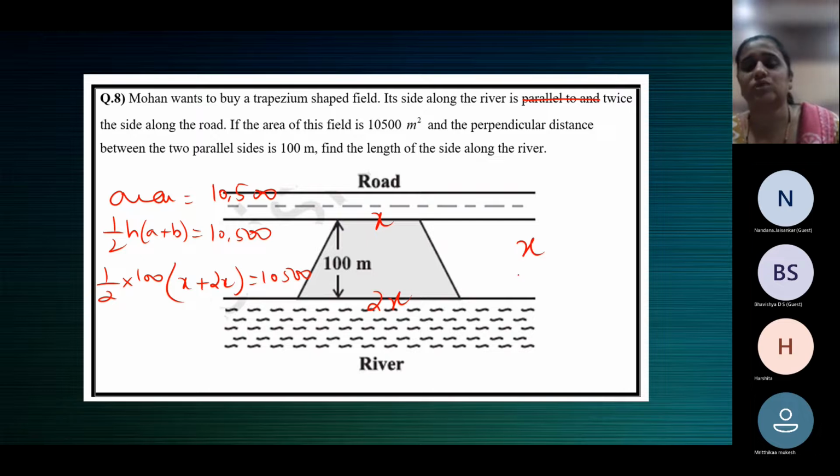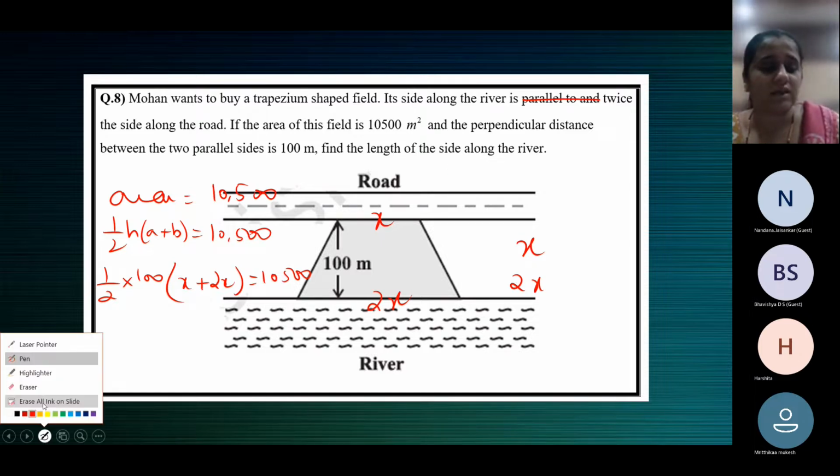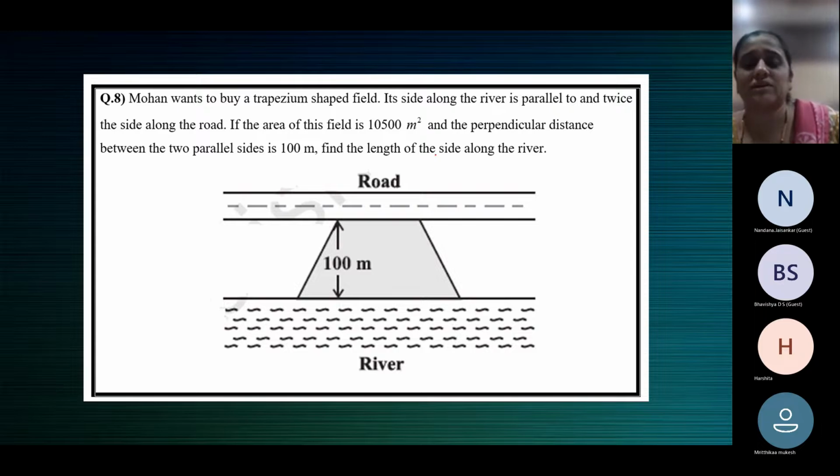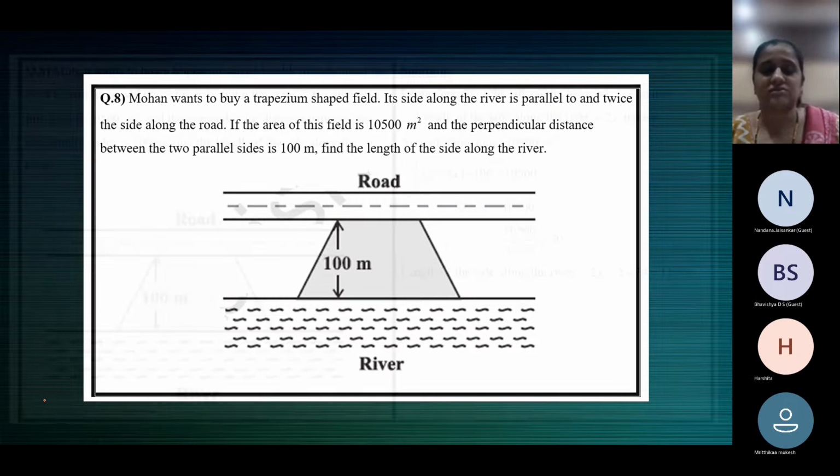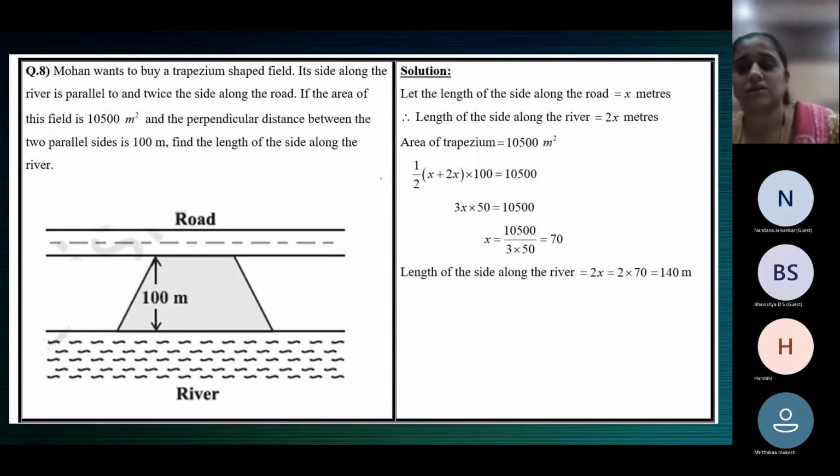When we get the value of x, you can find 2x. They will be the lengths along the road side and the river side. But here you are asked to find only the length of the side along the river. That is 2x. You have to find 2x. See the answer? Work, children. Please work.